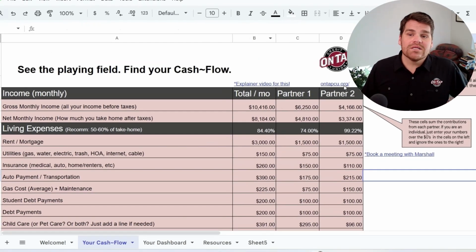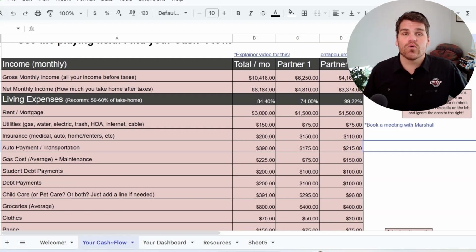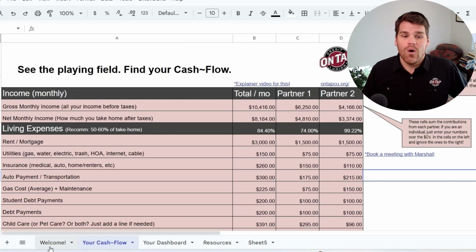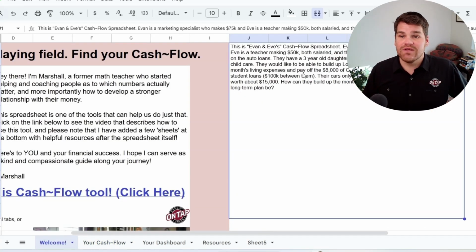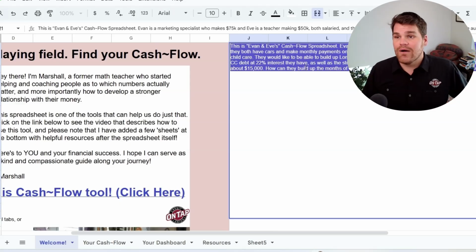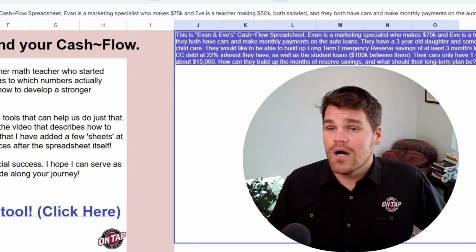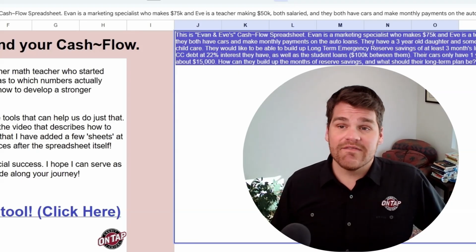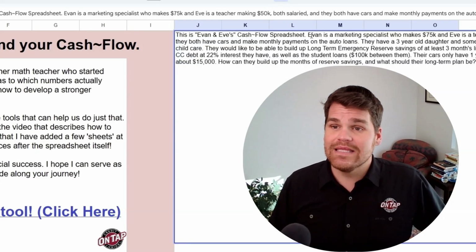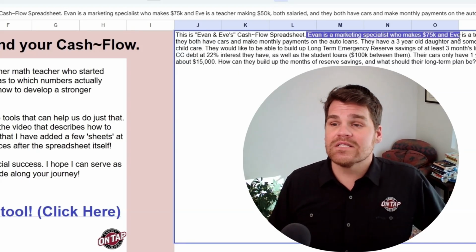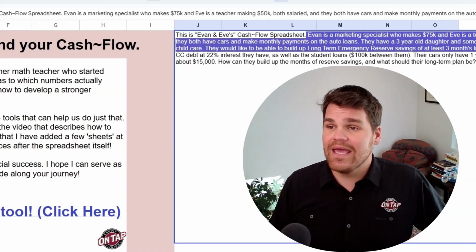Now, I wanted to go into a little bit more of a scenario here. This is a lot more real for many people's lives. So what we see here is a cash flow spreadsheet for Evan and Eve. Now, this is a scenario, so I made these people up, although it is based off of some real life scenarios that I've incorporated into this one. So in this example scenario, Evan is a marketing specialist. He makes $75K. Eve is a teacher. She makes $50K. They're both salaried.